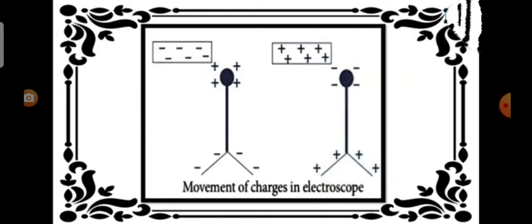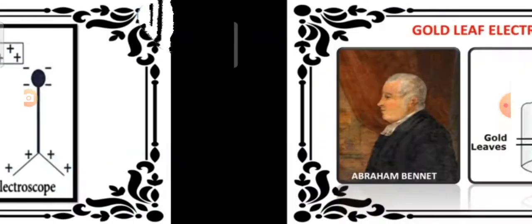If a positive object is brought near the top knob of the electroscope, the free electrons in the electroscope start to move up towards the knob. This means the bottom has a positive charge. The leaves will spread apart again.